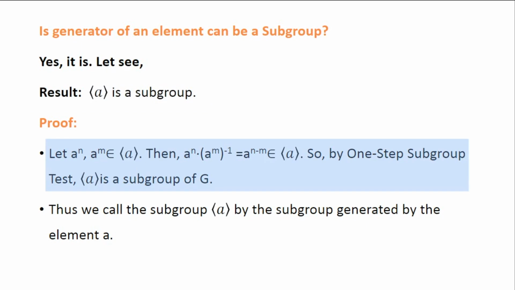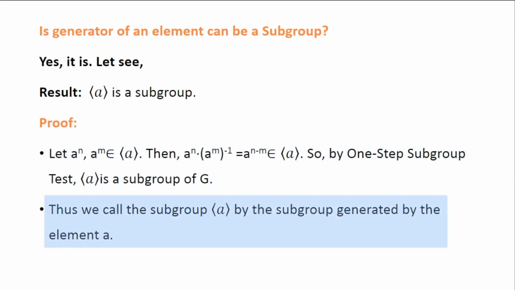Let us prove it. Let A to the power N and A to the power M be elements of ⟨A⟩. Then A to the power N into A to the power M the whole power minus 1 is equivalent to A to the power N minus M, which is an element of ⟨A⟩. So, by the one-step subgroup test, ⟨A⟩ is a subgroup of G. Thus, we call the subgroup ⟨A⟩ the subgroup generated by the element A.